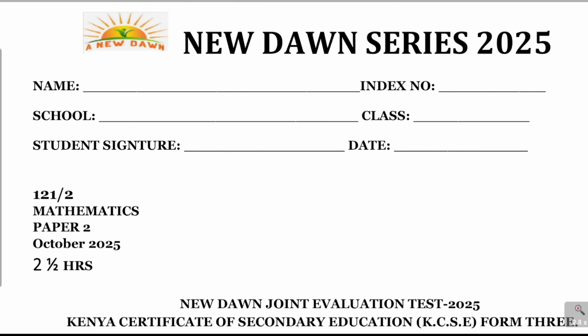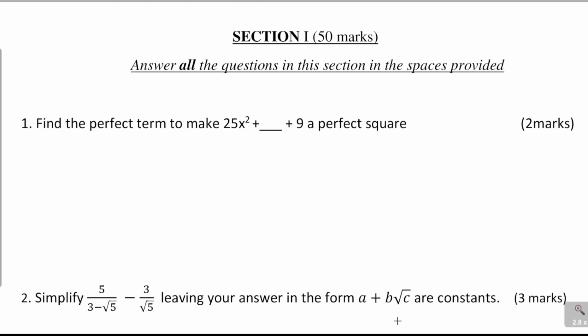Let's begin with section A of the paper. You're supposed to answer all the questions in these sections in the spaces provided. Question 1, find the perfect term to make 25x squared plus, there's a middle term there that you're supposed to find, plus 9, a perfect square. So which term do we add there in order to make that expression a perfect square?